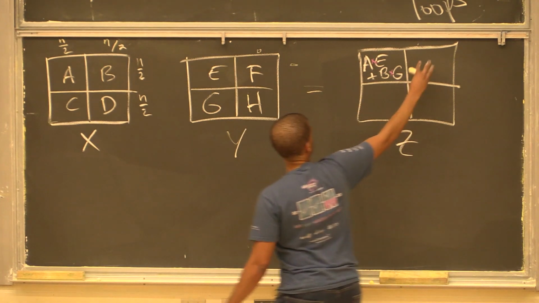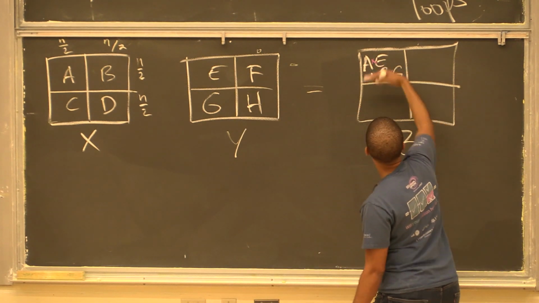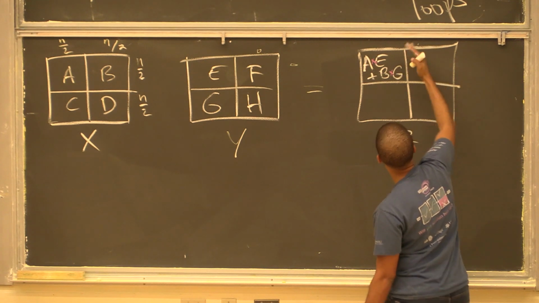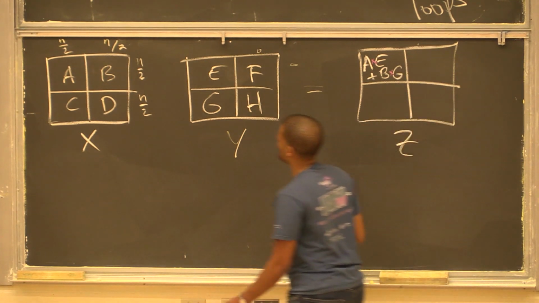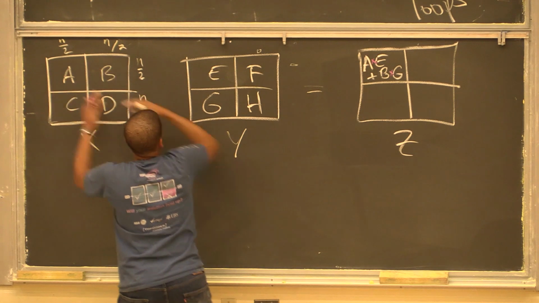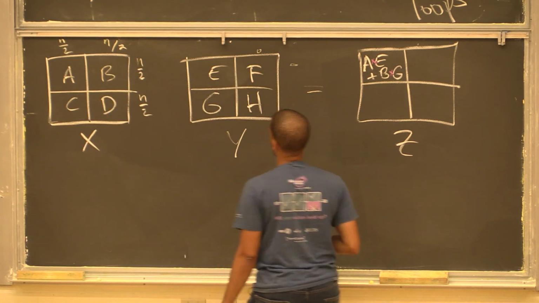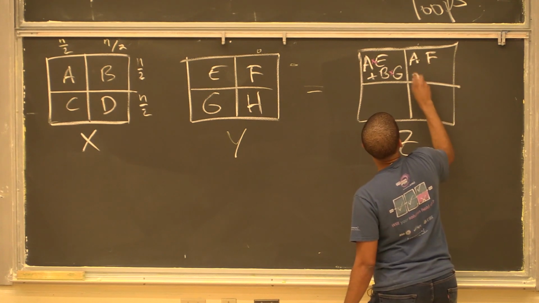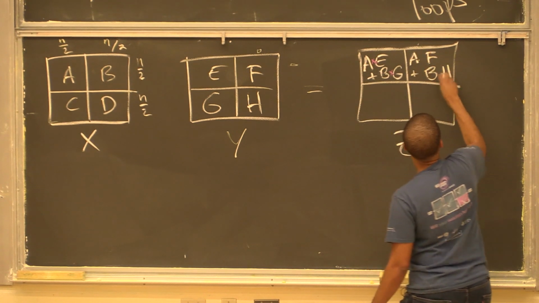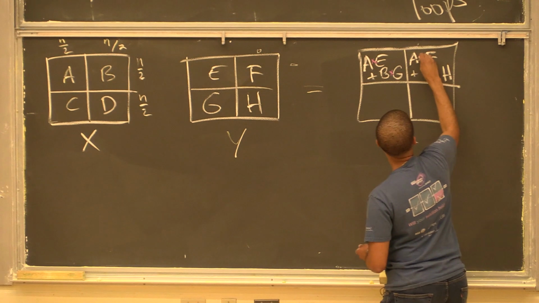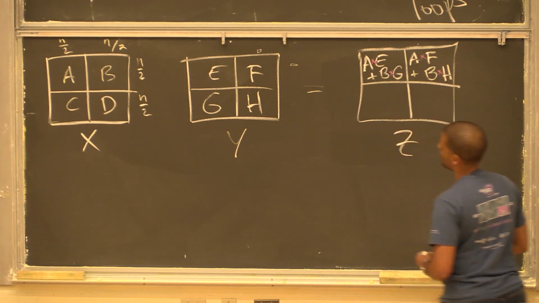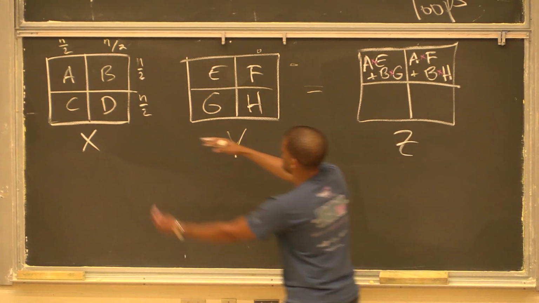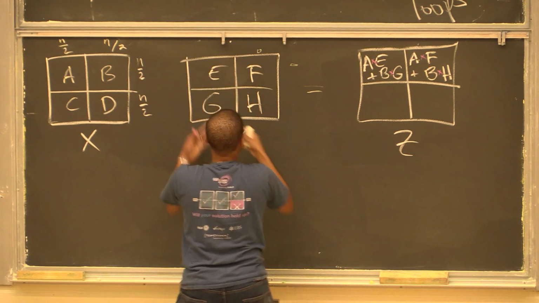And then to get the block which is first collection of rows, second column, you take the first collection of rows here and the second collection of columns here and take their dot product. So that's AF plus BH, and again, these are products. And then here you have CE plus DG.